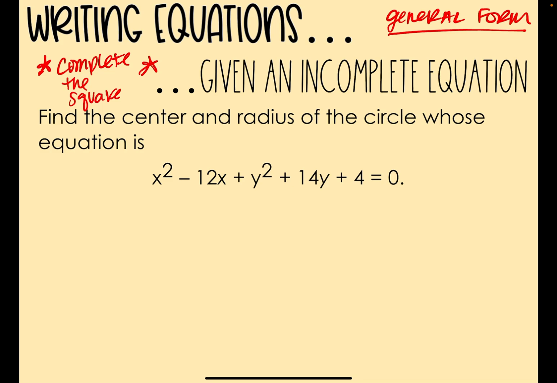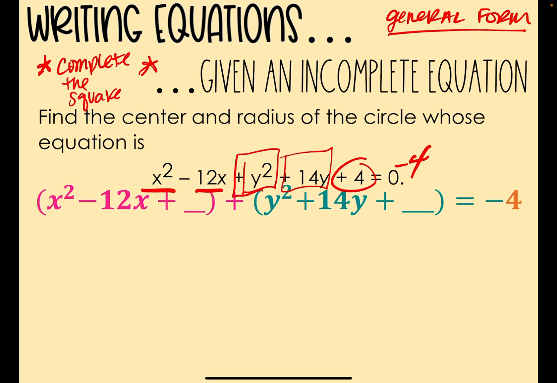All right, so what we're going to do is we're going to group all of the x's together, and we're going to group all of the y's together. And then this one that doesn't have anything, we're going to move it to the opposite side by doing the opposite action or the inverse. Notice I've color-coded it to help us out. Okay, so the number that goes here is going to be half of my b value squared. And what I do to one side of the equal sign, I'm going to have to do to the other so I can balance it out.